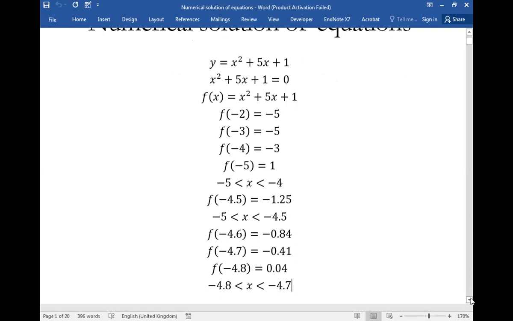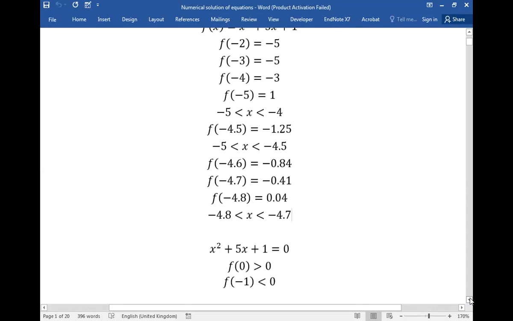Is this clear to everyone till this point? We make the entire function equal to 0, and then we'll call it a function of x or whatever variable is involved. And then we will plug in the values and figure out the range in which my root will lie. Is this clear? Clear, class? Yes, sir.